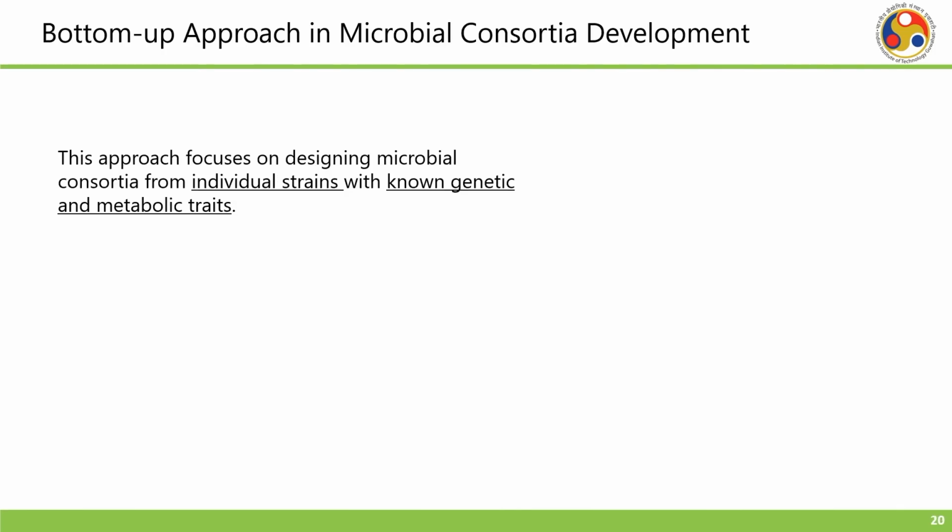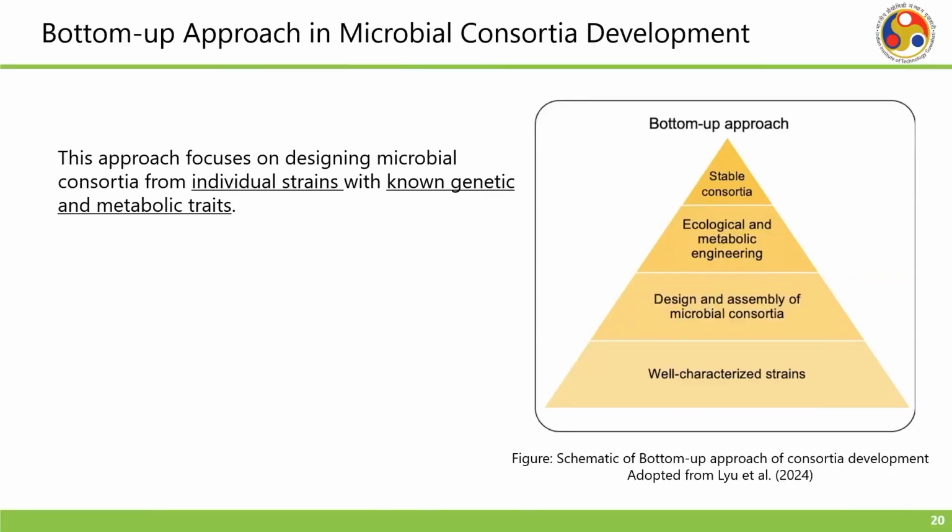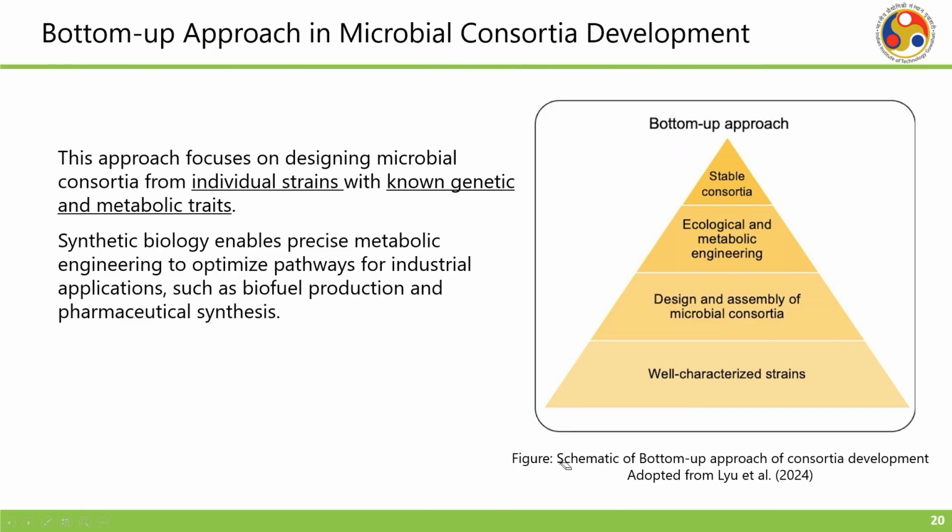In the case of the bottom up approach in microbial consortia development, we focus on designing microbial consortia from individual strains with known genetic and metabolic traits. So, we start from the bottom, where we take various well characterized strains and we design and assemble these into a consortia, and it involves ecological and metabolic engineering, whereby we obtain the stable microbial consortia.